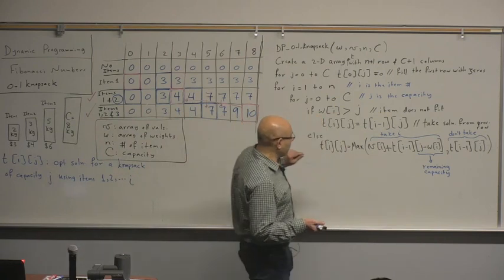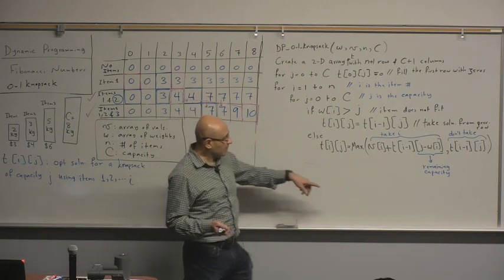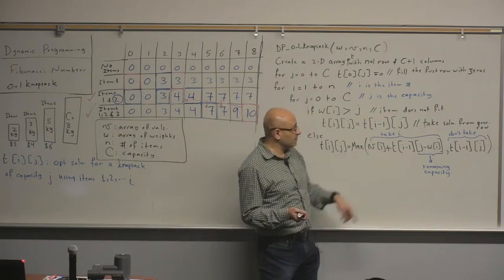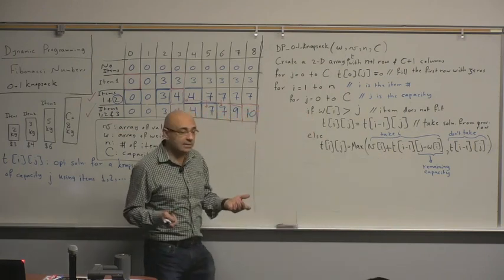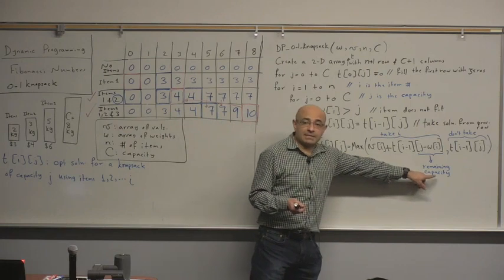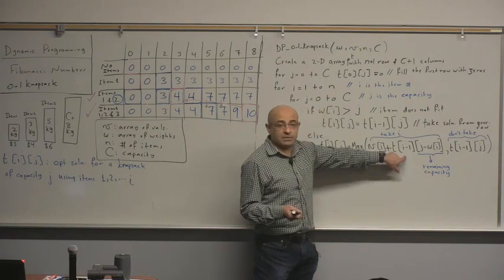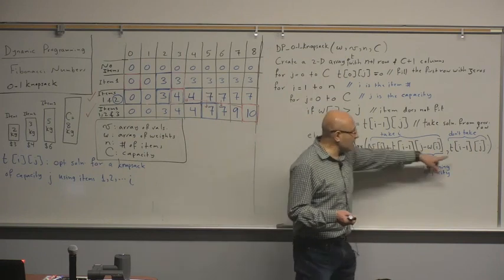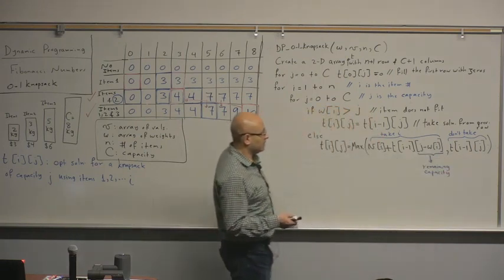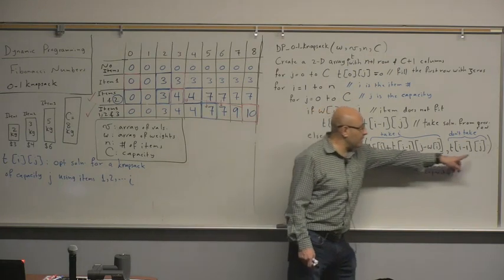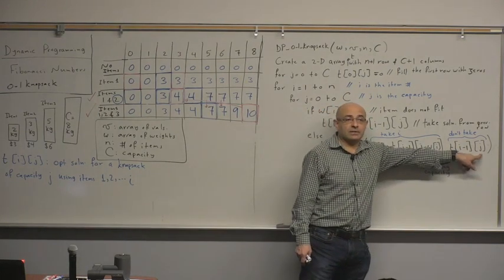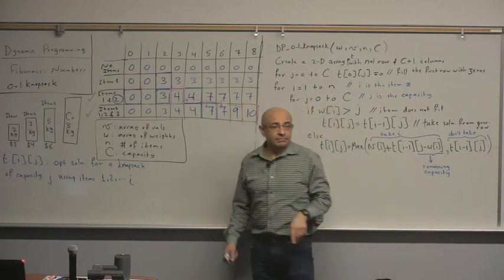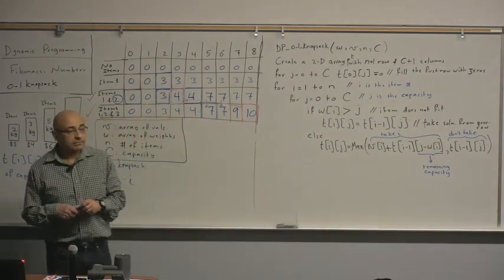In order to get the value for taking it, you have its value plus the best that you can fit within the remaining capacity. This is the remaining capacity, and this is the previous row using the previous items. And this is what you can fit if you don't take it. Obviously here you have a bigger capacity, the whole j. Here you have j minus the weight of the item.